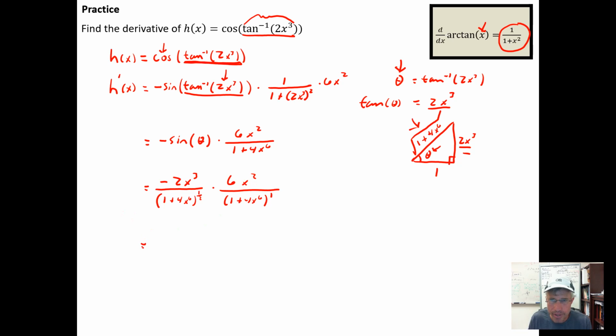So now we can simplify one more time. I get negative 2 times 6 is negative 12. X cubed times x squared is x to the 5th. And this is all over, we want to notice that the base is the same in each of these expressions. So I'm going to get the base of 1 plus 4x to the 6th. And when we multiply the same base, we add the exponent. So it's 1/2 plus 1 is 3/2. So that base is getting raised to the 3/2 power. And there is the derivative of h fully simplified.